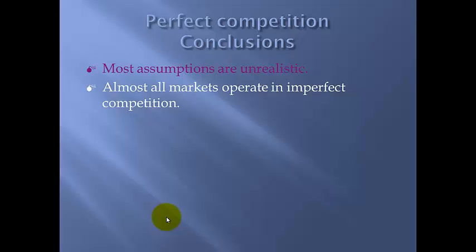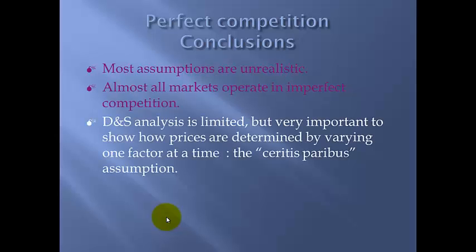Almost all markets operate in imperfect competition or perfect competition, and in that way, really, demand and supply analysis is limited. But as I said, it's important to show major changes, so you can track the changes. And this is a Latin term called ceteris paribus assumption, which means you look at one factor at a time, everything else being equal.